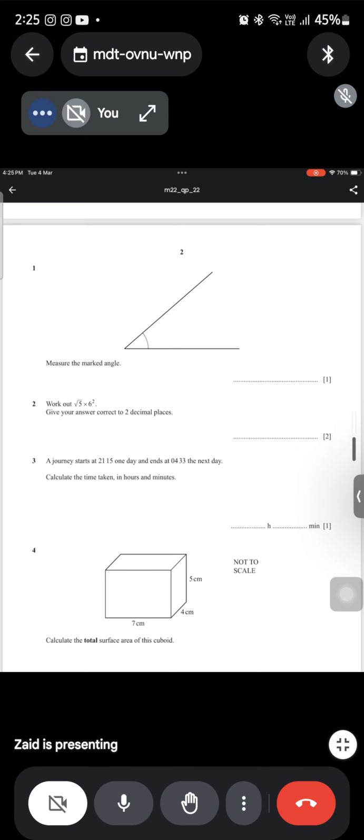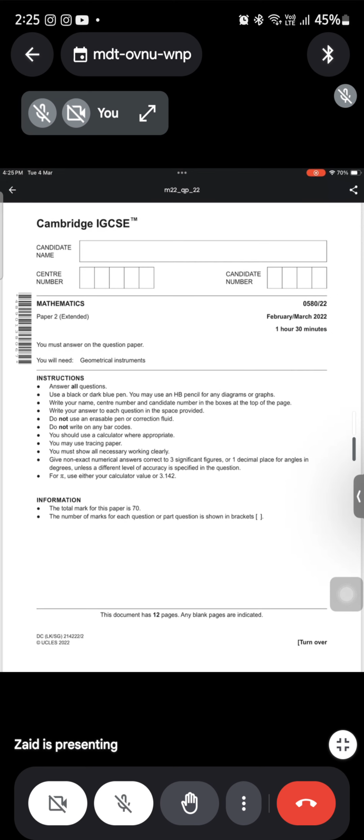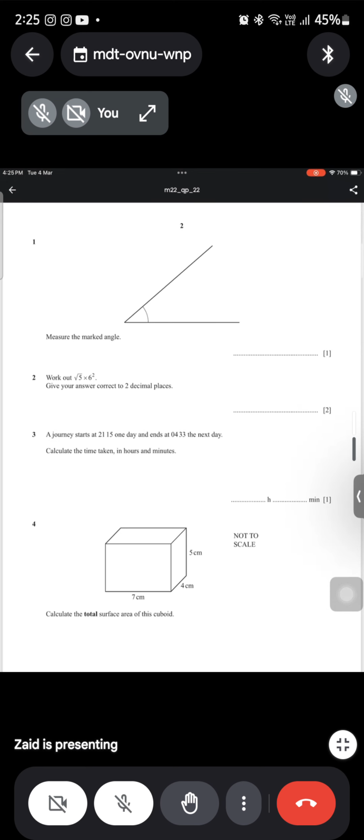Okay, so if I just scroll through a paper, starting from it: measure the marked angle. You just have to put your protractor and measure the angle. Work out the value. Give your answer to 2 decimal places. So this is not going to be in your non-calculator paper.